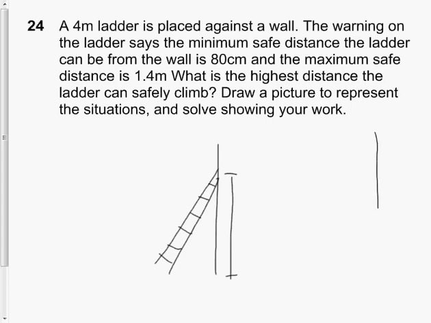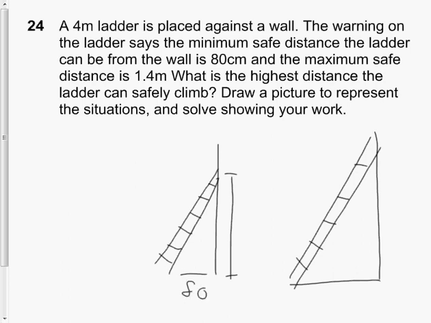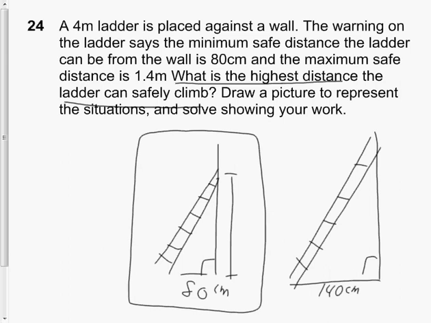They give you a wall with, let's see, there's 80 centimeters for this one. And this one is 1.4 meters, which we're going to change to centimeters, so 140 centimeters. So when I draw my two pictures, the first one is 80 centimeters from the wall, and the other one is 140 centimeters from the wall. And if you really think about it, the question says, what is the highest distance the ladder can safely climb? So of the two pictures, the closer the ladder is to the wall, the higher up it's going to go. So I know that of the two pictures, this is the picture that I need to focus on, okay?